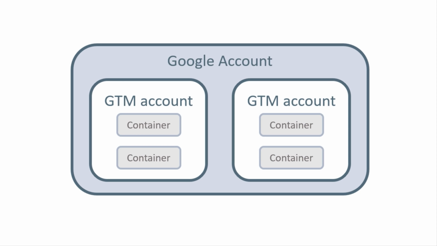Why different container? Because in that container, we will be having tags, triggers, and variables. Now, I will talk about them a bit later, but basically your tracking codes will be held in that container. And usually tracking codes are different for each website. Therefore, it makes sense to have a separate container for every website.